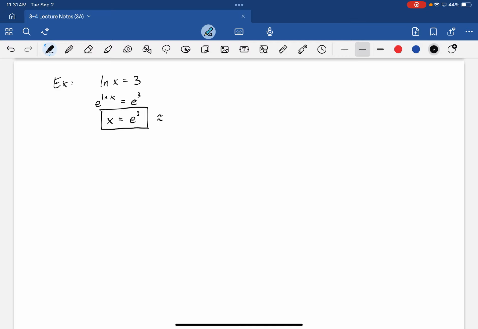Somebody. 20.09. I believe it. Okay, 20.09. Anybody know how many sig figs that is? 4. Nice.